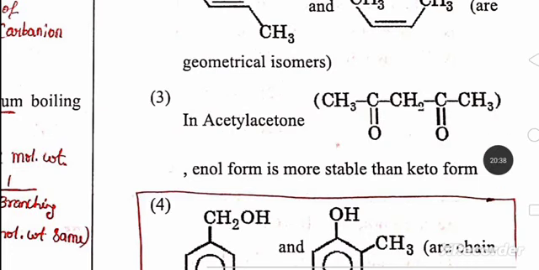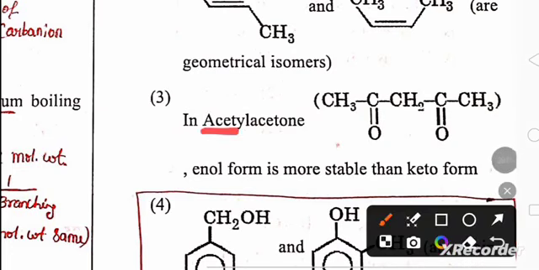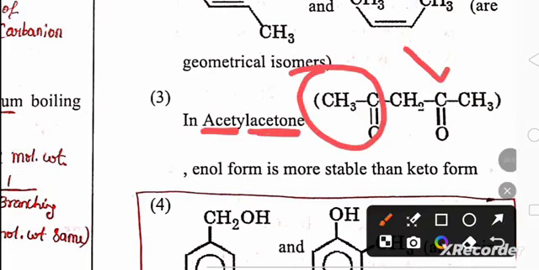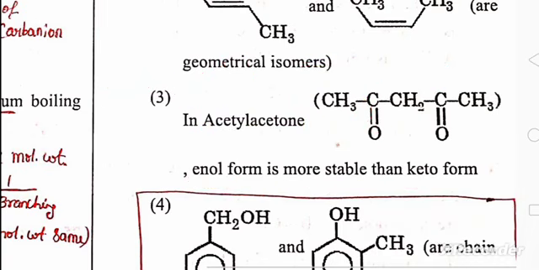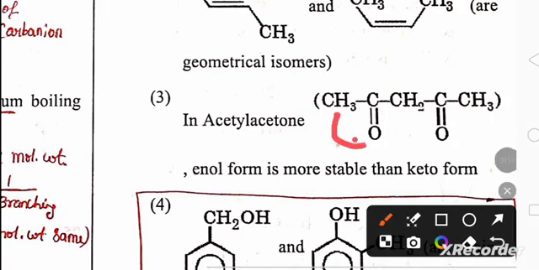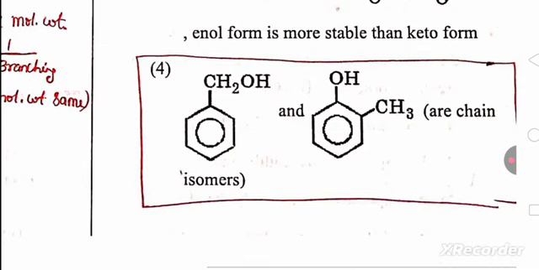In option 3, what we can find is acetylacetone. In this, ene means double bond, ol means alcohol group. When the hydrogen atom shifts here and the double bond shifts here, there is generation of enol, a double bond and an OH group. When this hydrogen shifts to this oxygen and the double bond forms between these 2 carbon atoms, that is called enol. This part is called enol, and enol is more stable than the keto form. This is also a correct one.